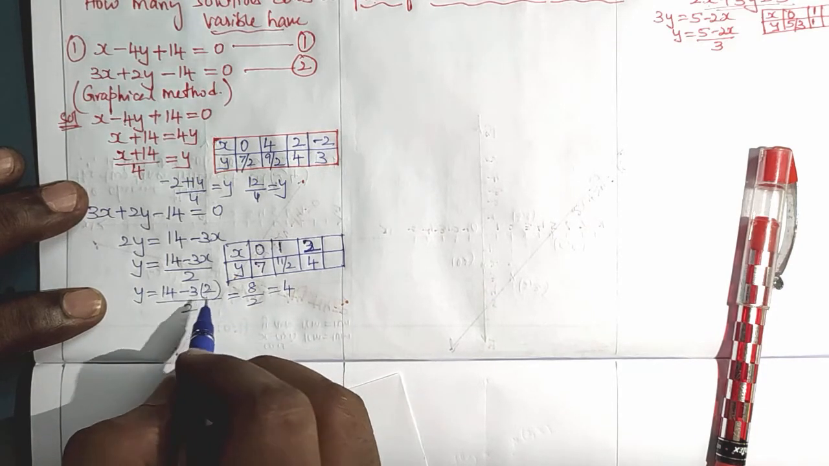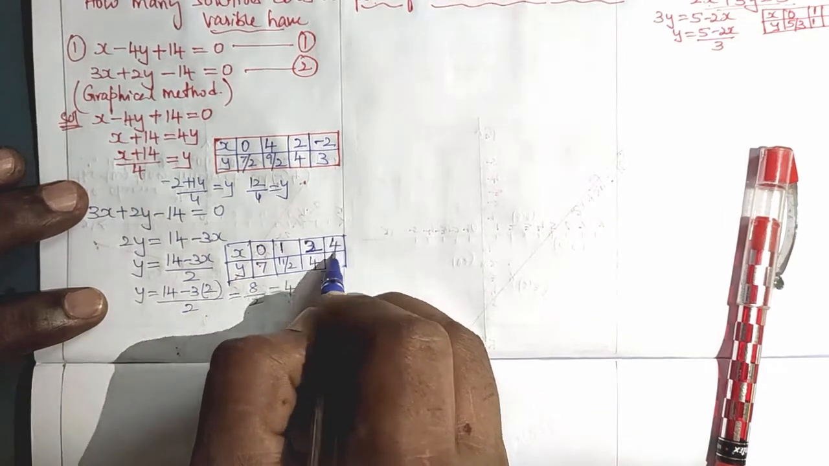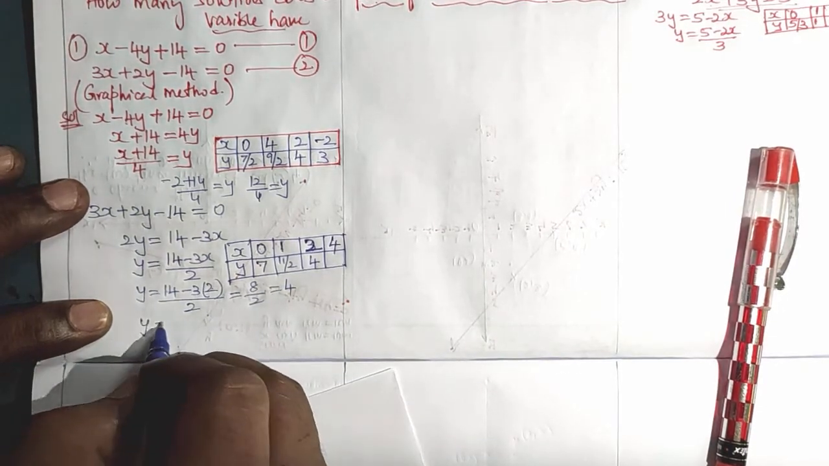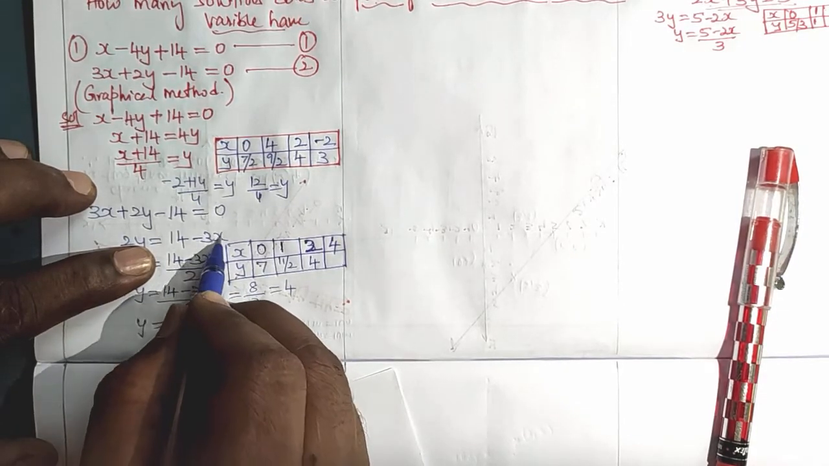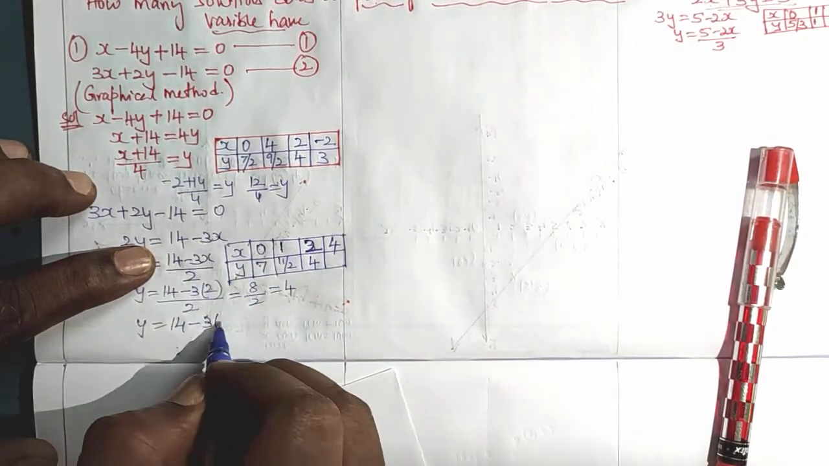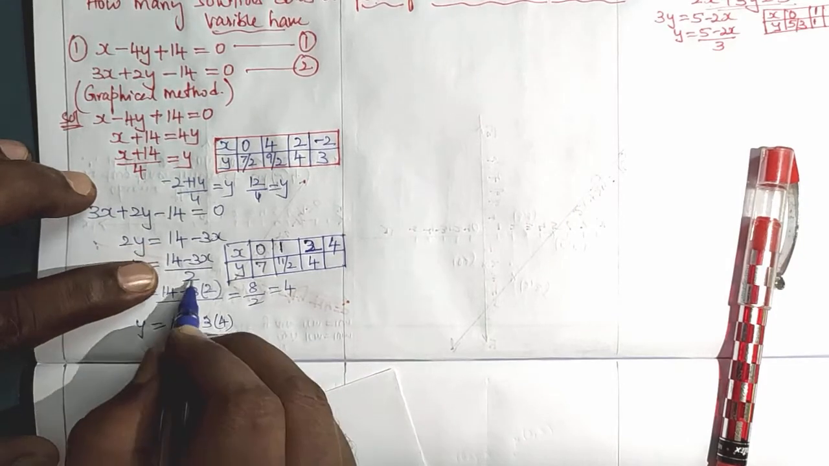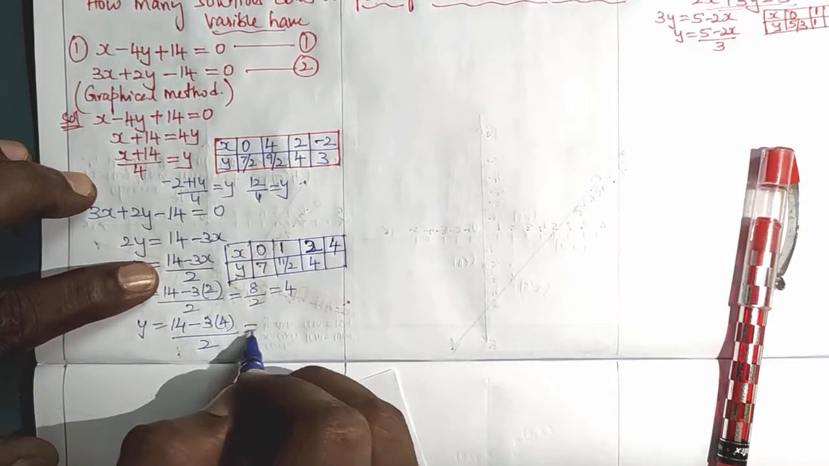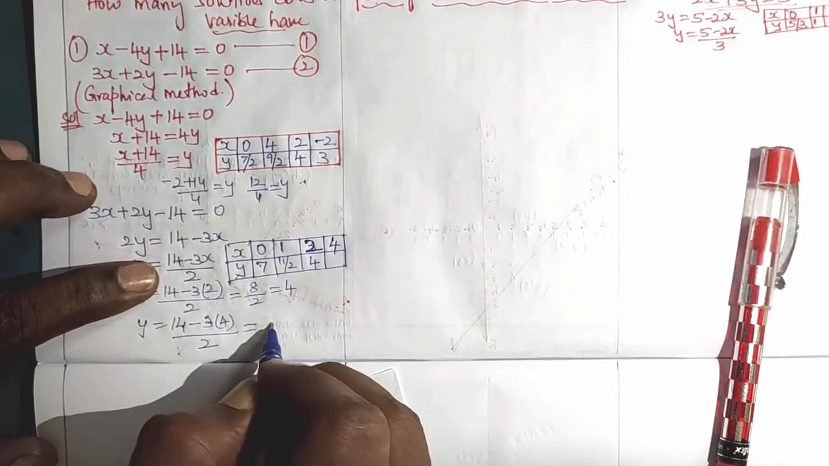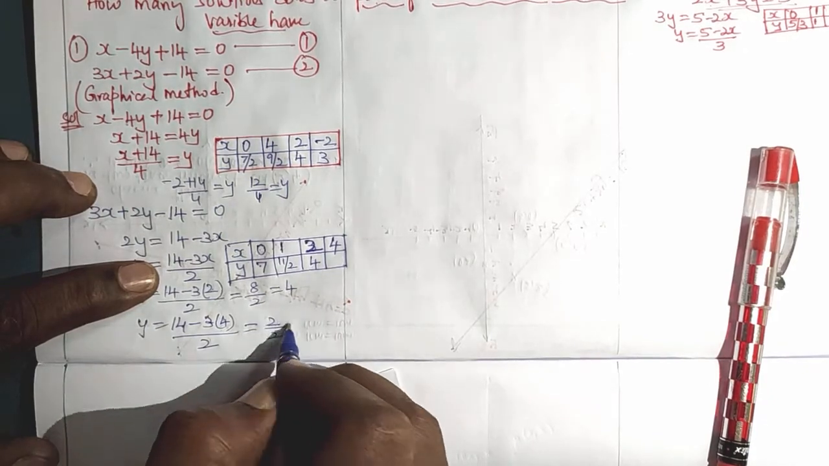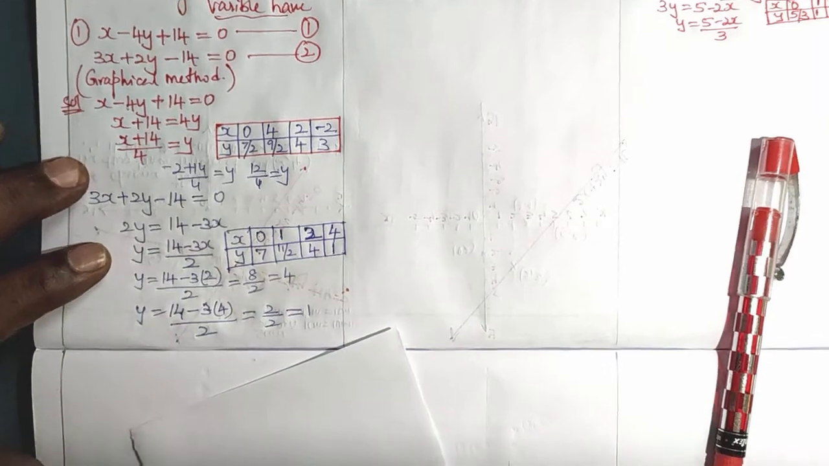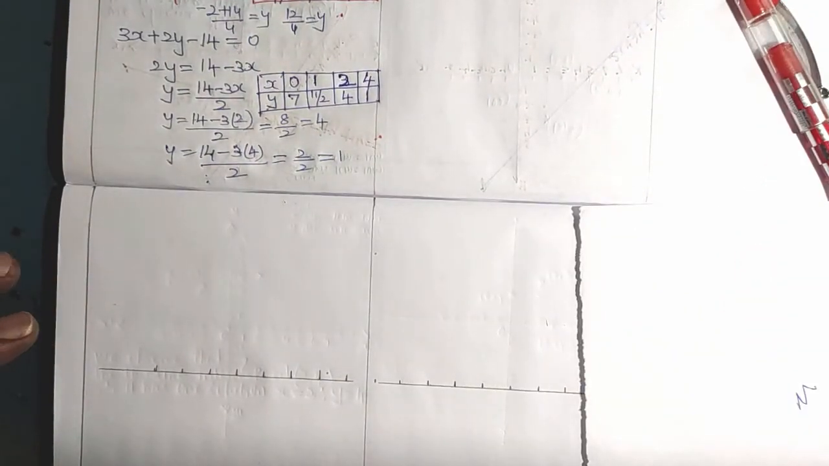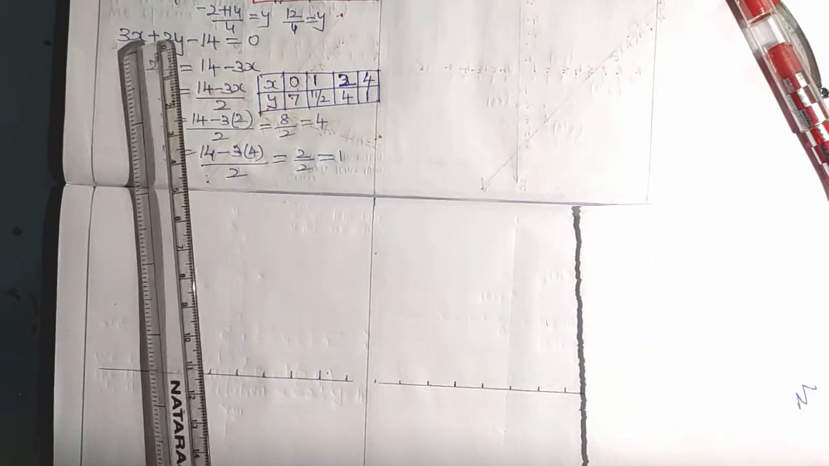If I take x is equal to 4, what will happen, you see? Y is equal to 14 minus 3, in the place of x I have to substitute 4, by 2. So it is 14, 3 fours are 12. 14 minus 12 is 2, 2 by 2 is equal to 1. So like this, now I have got the ordered pairs. If I plot these values on the graph sheet, I will get the solution.